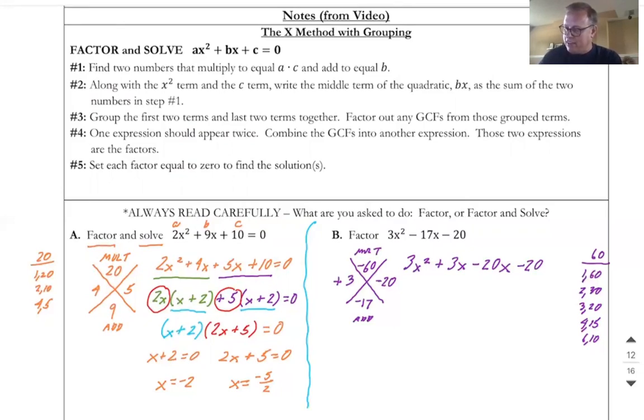And now what I do is I look at the first 2 and I look for the greatest common factor. They both have a 3 and they both have an x. And that leaves behind an x plus 1. See, 3x times x and 3x times 1 will equal 3x squared and 3x. Over here, they both have a -20. So if I take a -20 out, I should be left with an x plus 1.